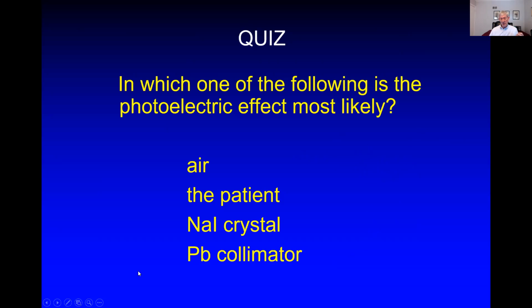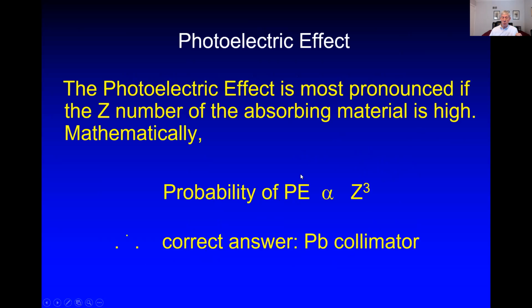So the correct answer here is the lead collimator, and here is why. The photoelectric effect is most commonly observed when the Z number of the absorbing material, and that correlates very well to the density, is high. So the higher the Z number, the higher the probability of photoelectric effect. Now look what this is telling you. It doesn't say that the probability of photoelectric effect is proportional to Z. It's proportional to Z cubed. That means as Z goes up, the photoelectric effect probability goes up dramatically.